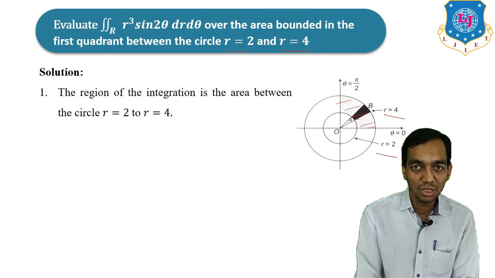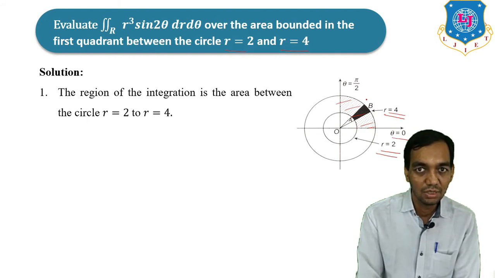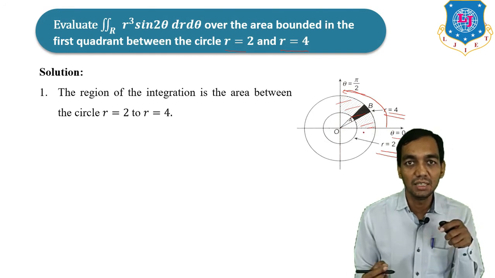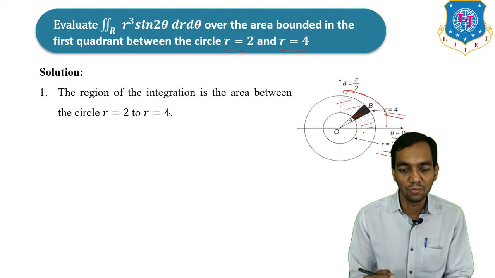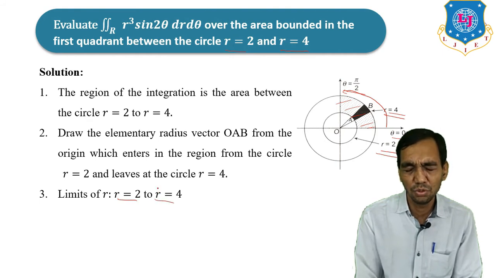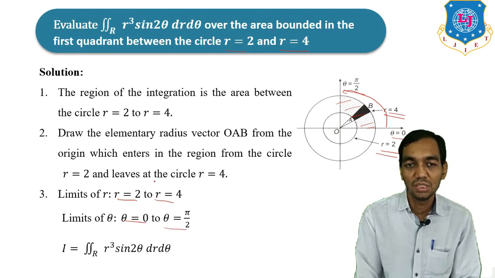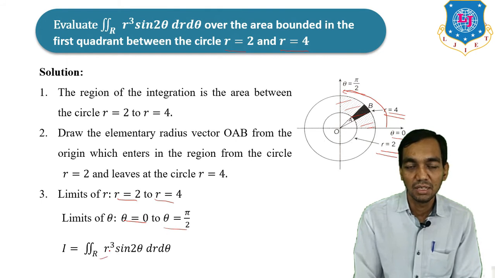If you put the limits of R, then R starts from R is equal to 2 and ends at R is equal to 4. Now for theta, theta starts from theta is equal to 0 and ends at theta is equal to pi by 2, because it is moving from this point to this point. So this radius vector starts at 0 and moves from 0 to pi by 2. So R has a limit from 2 to 4, and theta has a limit from 0 to pi by 2.